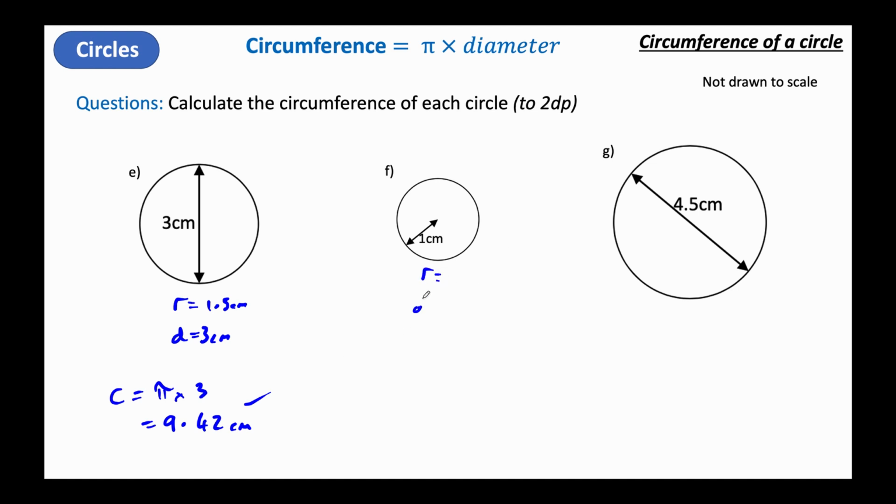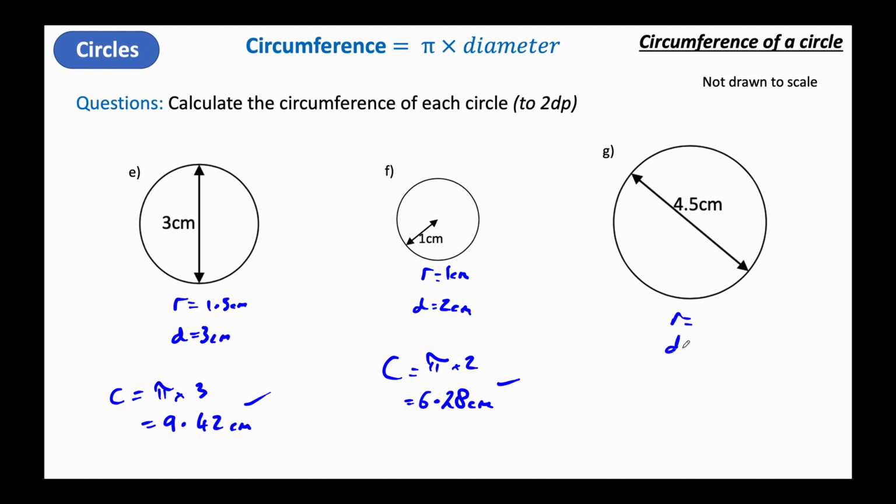Right, R equals, D equals. This is a radius. It only goes half the way across, which means my diameter must be double that. Circumference, the distance around the outside, is pi times diameter. So it's pi times 2, which is 6.28 to 2 decimal places. Give myself a little tick.